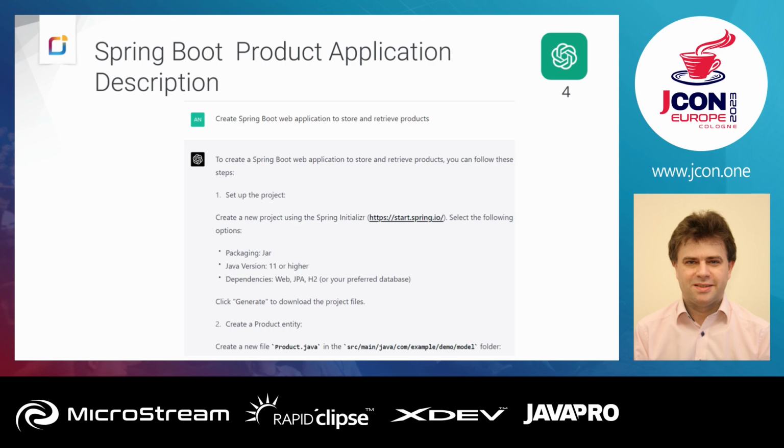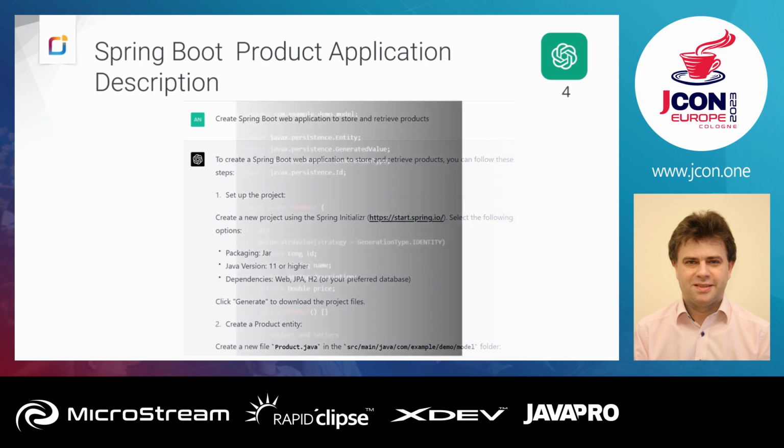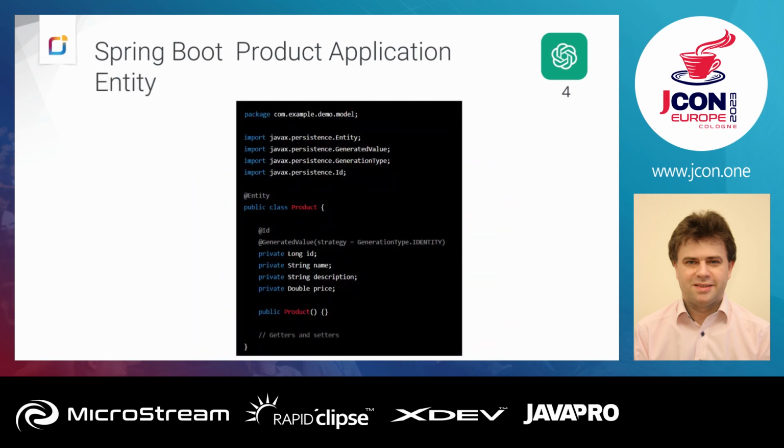Or you can get the classes more or less suggested for you in one run. So I only say, create a Spring Boot web application to store and retrieve products. They give suggestions on how to set up the project. If you don't know, go to start.spring.io and do this and that. And then they start to suggest all the code one after another, so you don't even need to interact otherwise, unless you would like to change something.